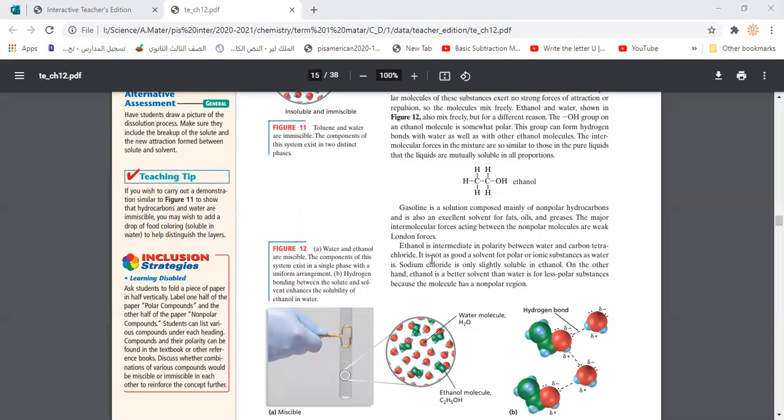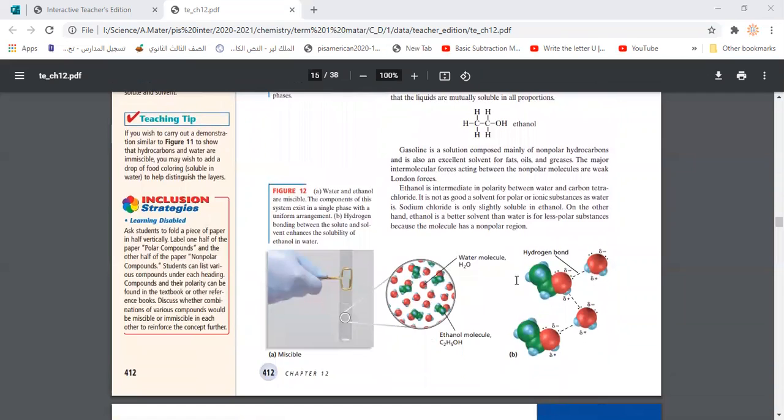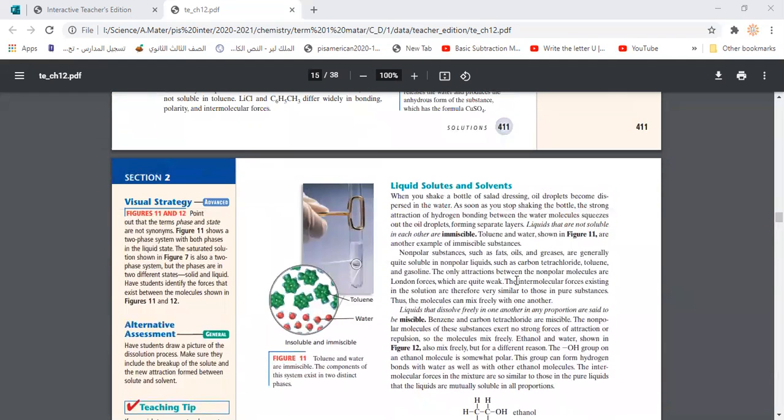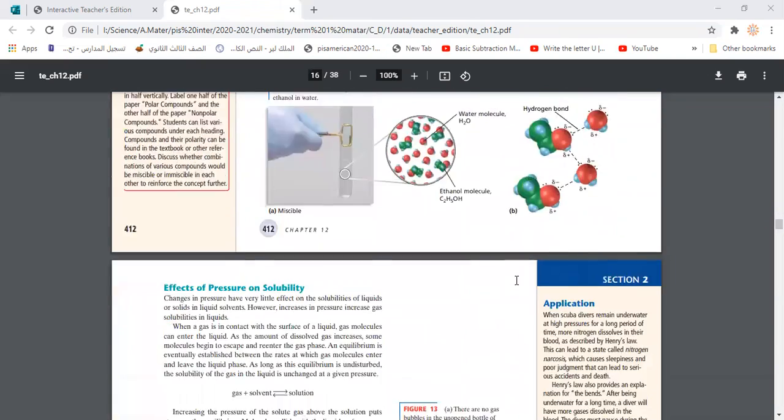So water is good for dissolving ionic compounds, while ethanol is good for dissolving nonpolar compounds. Like this, we find that each solvent is suitable for dissolving certain solids. Here we can see the difference, and what the forces actually are once we start to dissolve a solid in a liquid.